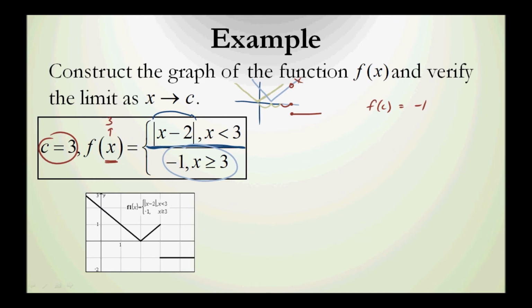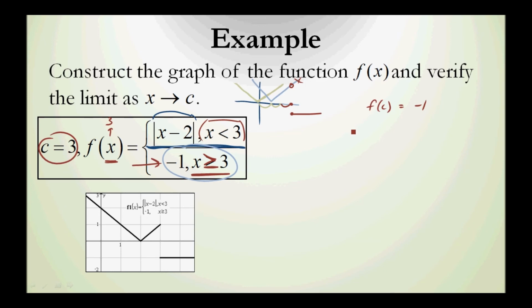So which do we use? This is x is less than 3. No, that's not quite 3. However, this is x is greater than or equal to. So in this case, we use this one because x is equal to 3, indicated by this lower line of the inequality statement. So f of c is equal to -1.